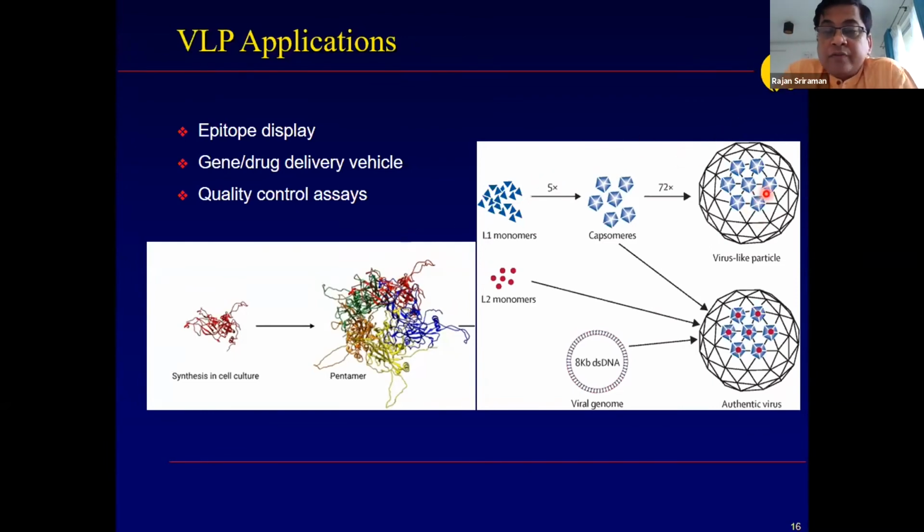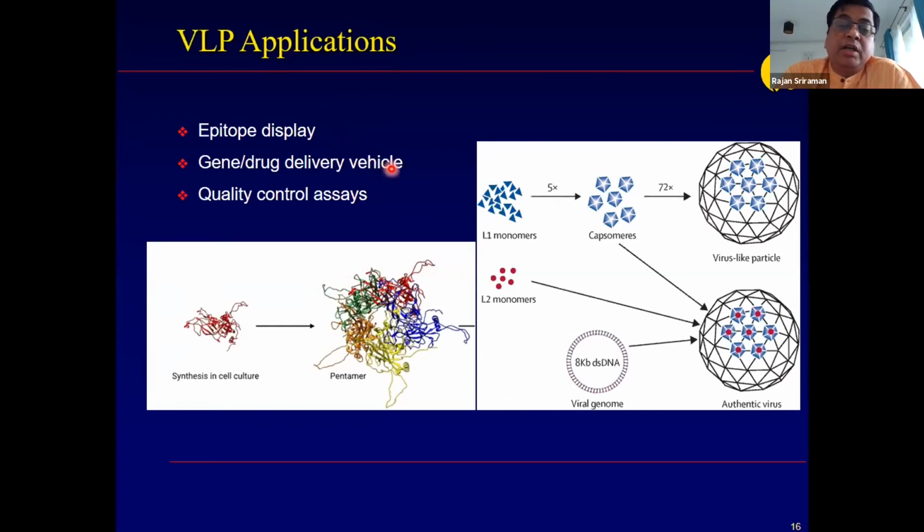Now, the advantage of that is you not only are displaying an immunodominant epitope in a virus-like particle, but you're also increasing the epitope density in a very close area. Plus, it becomes a particulate antigen, which means if you have an epitope display over a VLP, the possibility that it will have a higher immune response is very high.